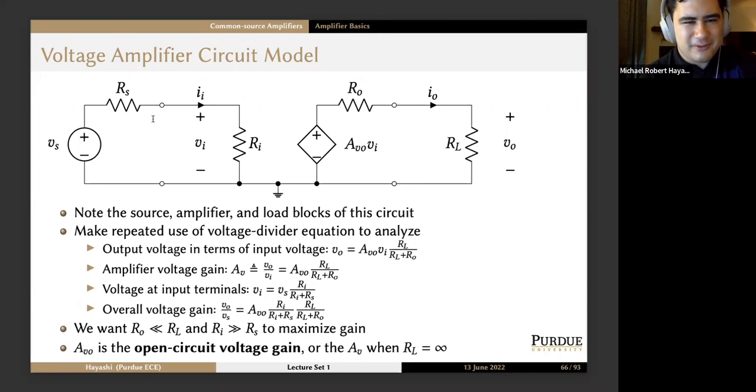Next, we can go a little bit further back. How do we get where VI is? Well, VI is equal to the source voltage times the lower resistance RI over the sum of the two resistances RS plus RI.